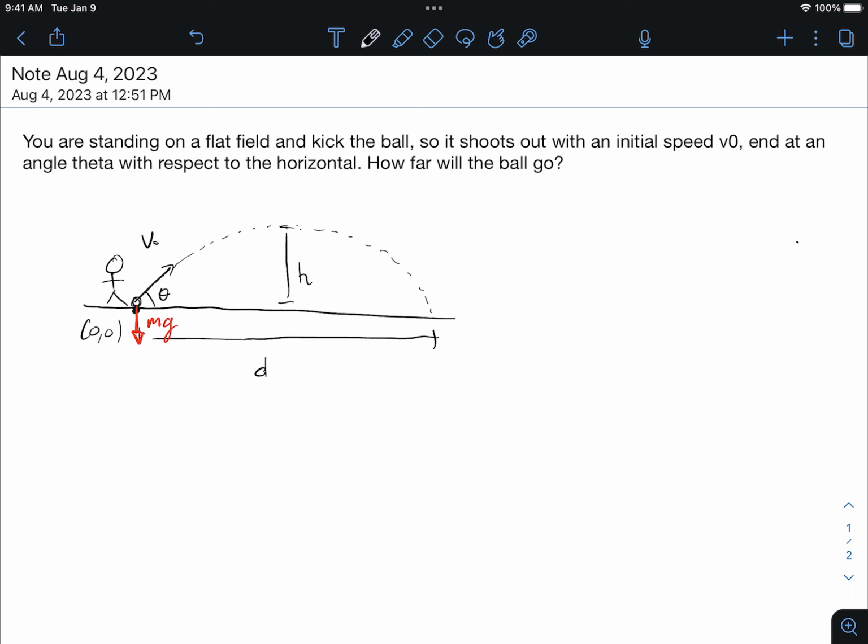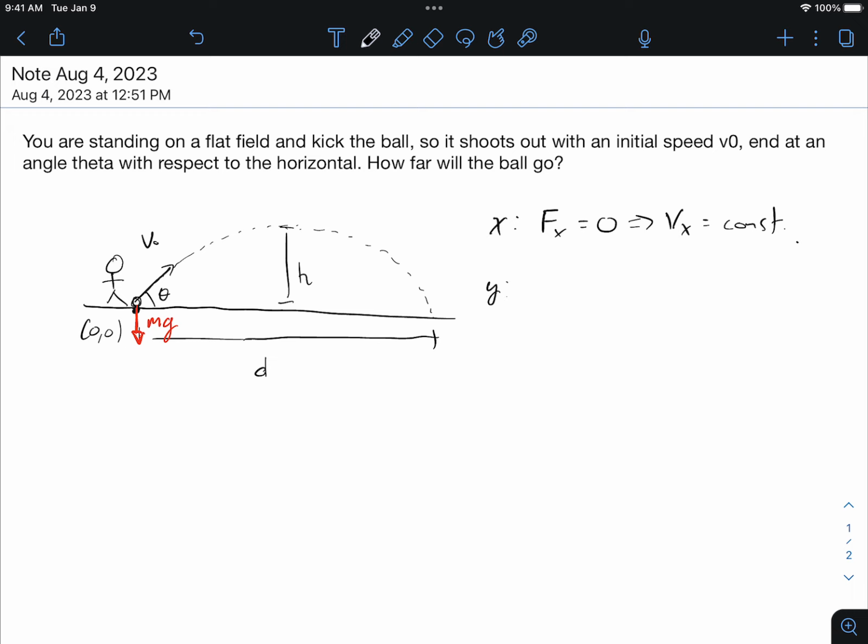Let's go ahead and solve this problem. This is a force problem, so we know we're going to have to use Newton's laws. So let's go ahead and do that for the x-axis. Along the x-axis, we don't see any forces, so that implies that there is no acceleration, so the velocity along the x-axis is going to be constant.